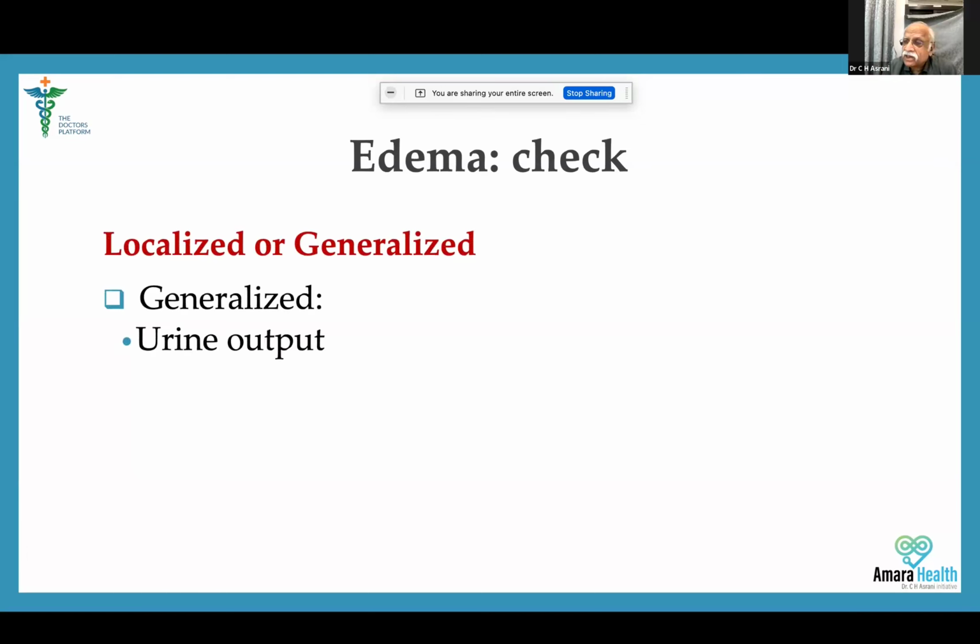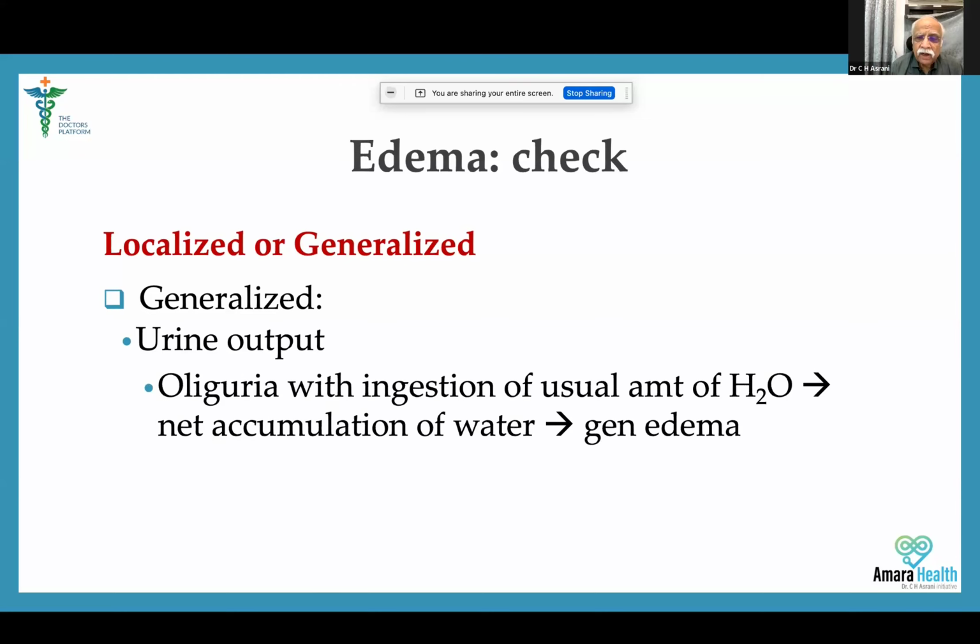Generalized edema, first ask about urine output. Generalized edema of short duration, suspect acute renal failure and rule it out first. If the patient says oliguria despite good water intake, rule out acute renal failure. Oliguria with ingestion of the usual amount of water, net accumulation of water will give you generalized edema.